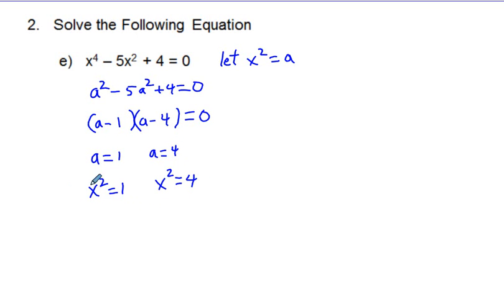And then taking the square root of both sides here, we can write this as x equals plus or minus 1, and also x equals plus or minus 2. So this is how we're able to use substitution to find solutions. So occasionally we'll have the opportunity to do that.